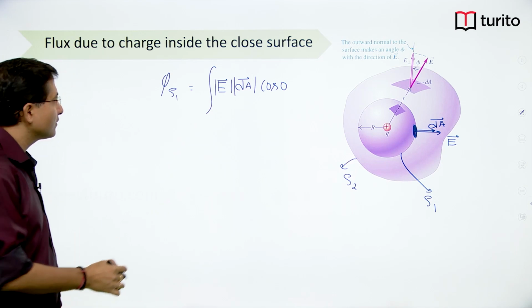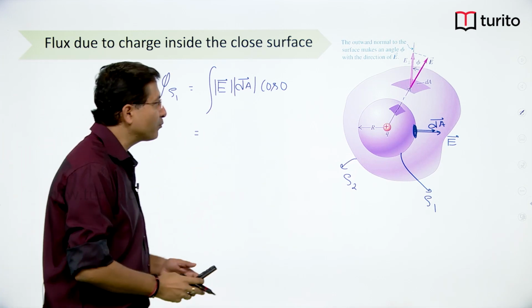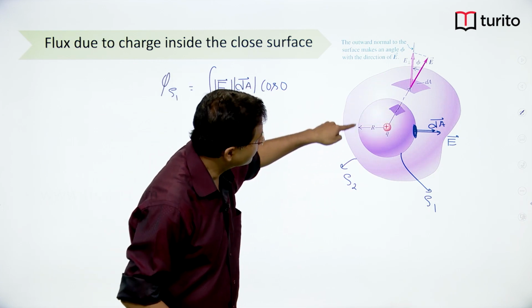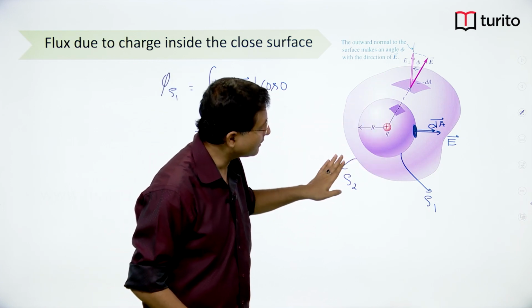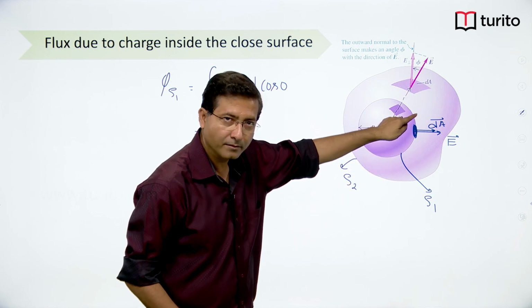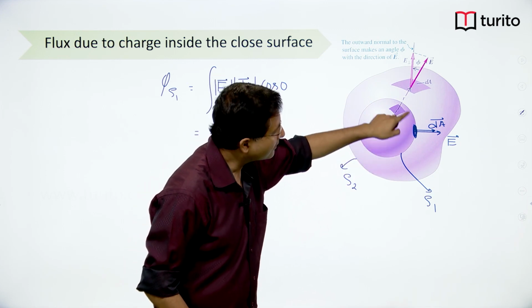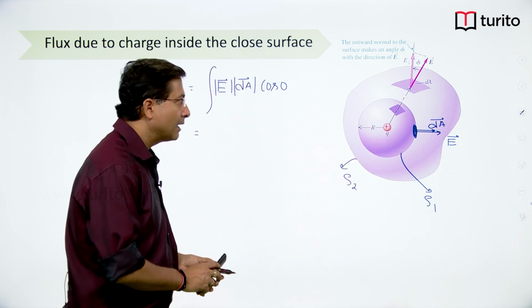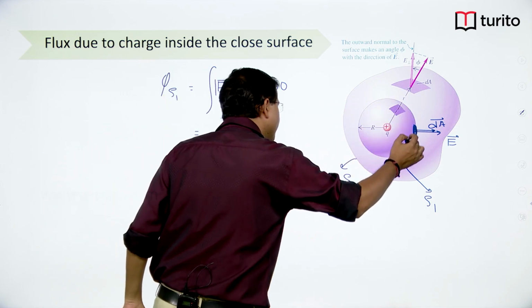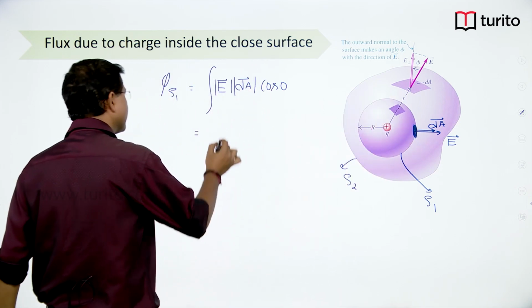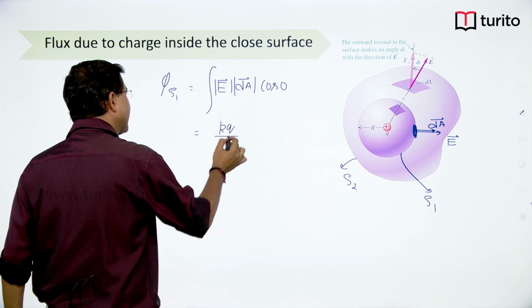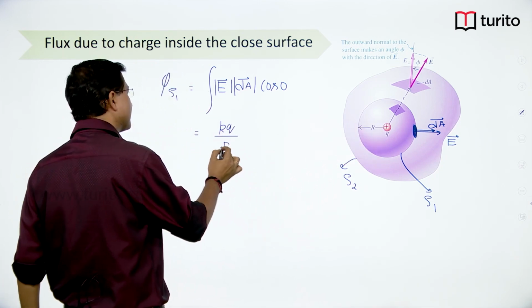It's easy to find out because at every point on this imaginary surface, first see S1 only, not S2, only S1. So through S1, at every point the field is the same, that is kq divided by r square, where r is the radius of the sphere.